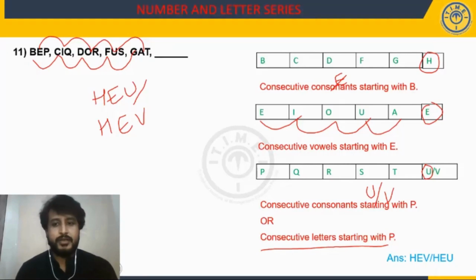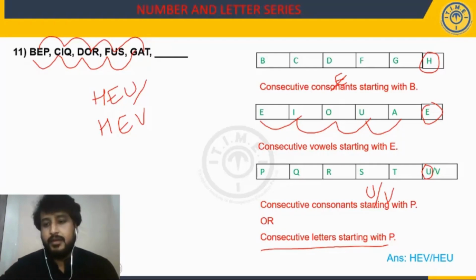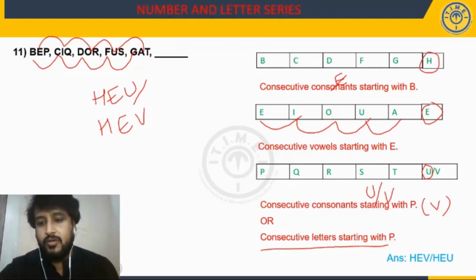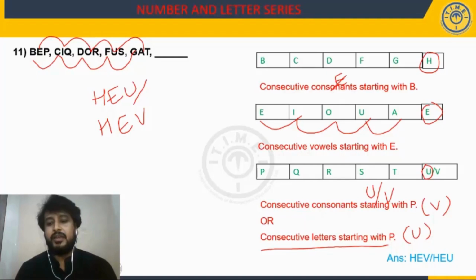Please note down the logic. Logic in the first letters: consecutive consonants starting with B. Logic in the second letters: consecutive vowels starting with E. Logic in the third letters: we have two logics, consecutive consonants or consecutive letters starting with P. If it is consecutive consonants, my answer will be V. If it is consecutive letters, my answer will be U. So any one of them, HEV or HEU. Now let's move to question number 12.